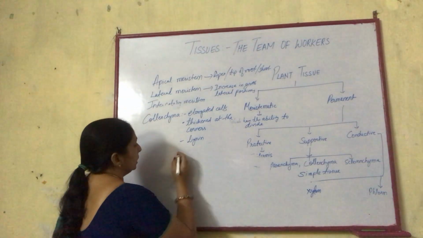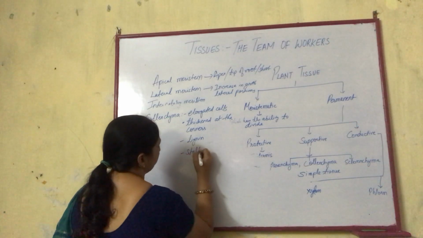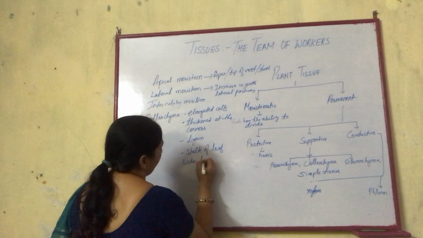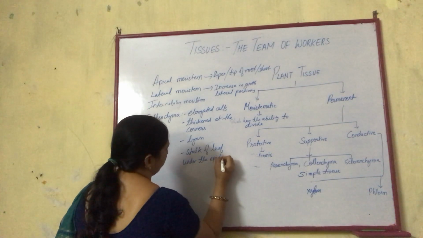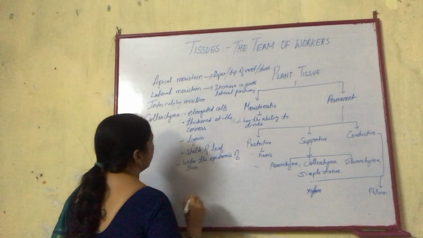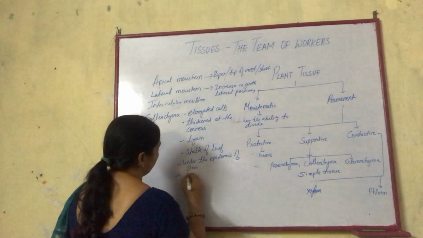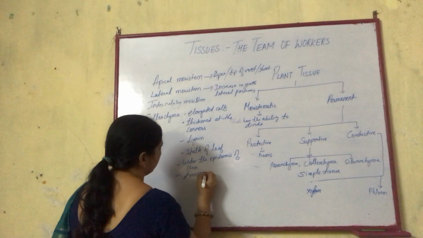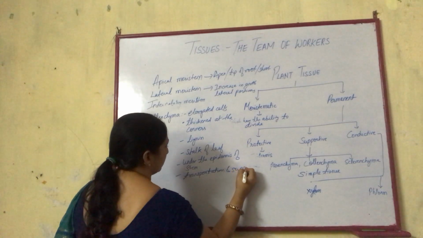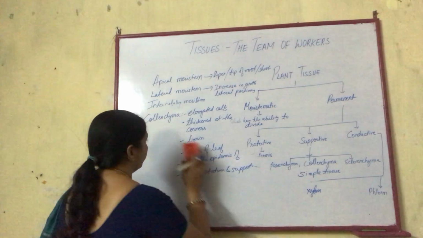So they are present in the leaf stalk, the stalk of the leaf, and under the epidermis of the stem. The basic function is that it helps in transportation and support, which is the main function. Then the next term is sclerenchyma.